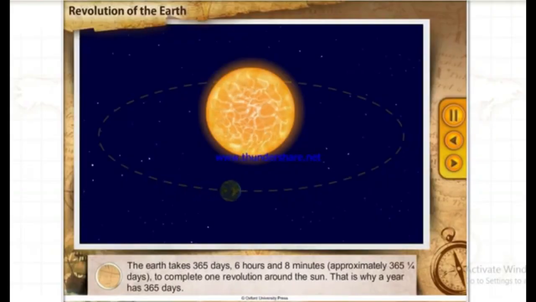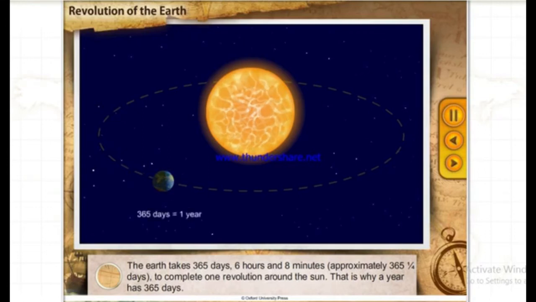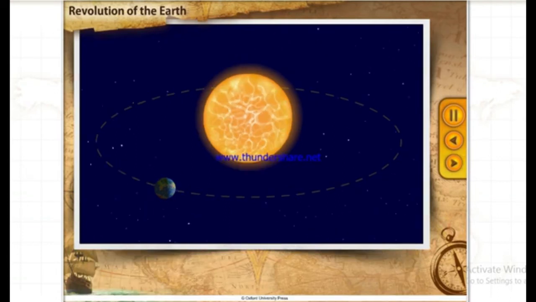Point number 4. This is also called the annual motion of the Earth, as the Earth takes nearly 365 1/4 days to complete one revolution. We calculate 365 days in a year. The balance of nearly 6 hours is added to one extra day after every 4 years.